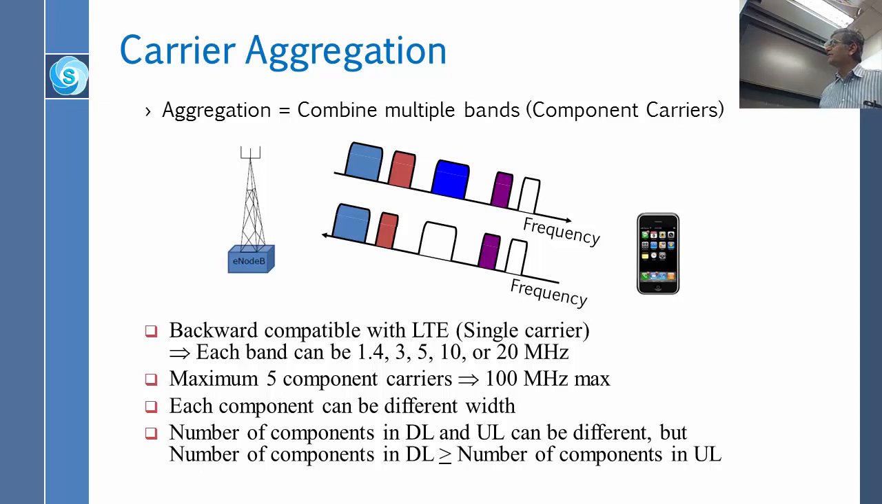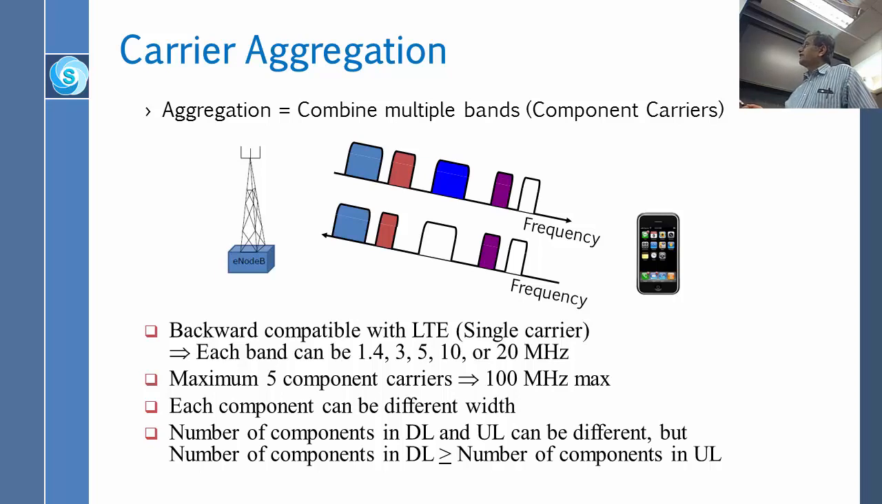And this is backward compatible with LTE single carrier. So if there is an LTE device here which does not understand multiple bands, we'll just go on the first band, or whatever is called the central band. So main carrier, it doesn't have to be the first band. We'll go on the main carrier, and then we'll ignore all other bands.